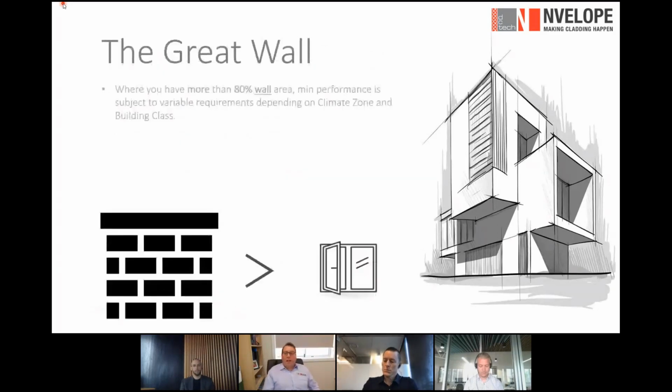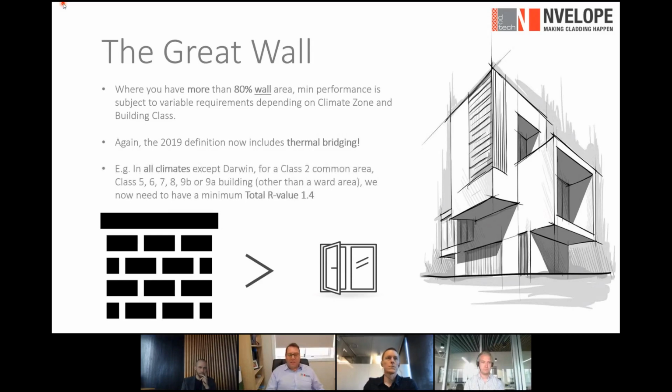The other way we can look at this is in situations where you have more wall, so 80% wall area or more. Those minimum performance requirements are going to be variable depending on the climate zone and building class. Again, the 2019 definition now includes the thermal bridging. I'll give you a quick example. In all climate zones, excluding Darwin, in Class 2 common areas, right up to 9A other than the ward areas, we now have a minimum total R-value of 1.4. This is for both windows and the total wall, including the two.